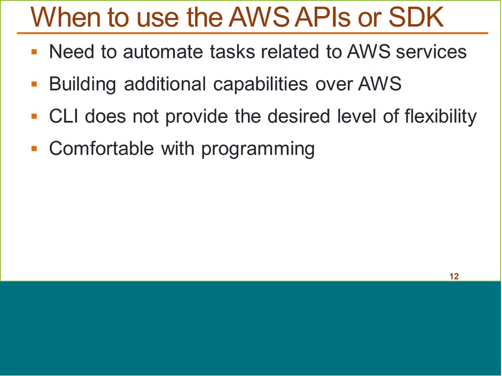Okay, and then there's the important question of when should you use the AWS APIs or SDK. Essentially, when you need to automate tasks related to the AWS services, or you want to build additional capabilities over AWS, and the CLI does not provide the desired level of flexibility or power that you want. And to use the APIs or the SDK, you need to be comfortable with programming in any of those languages.